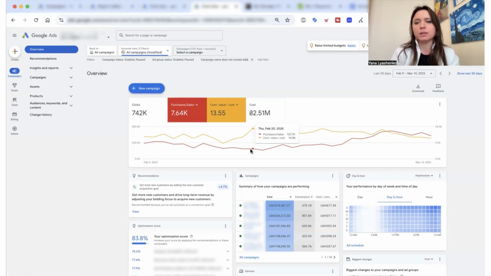The niche we're dealing with, let's put it this way, is clothing, accessories, all that stuff. We actually have a huge variety of products here, lots of different brands, and a very diverse average check. So, basically, there's plenty to work with here.